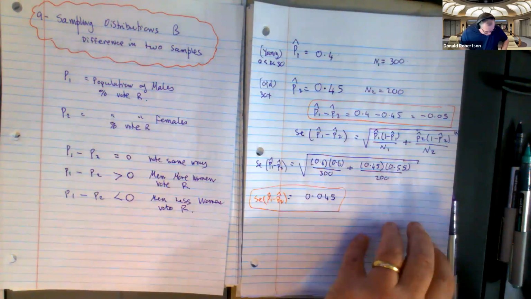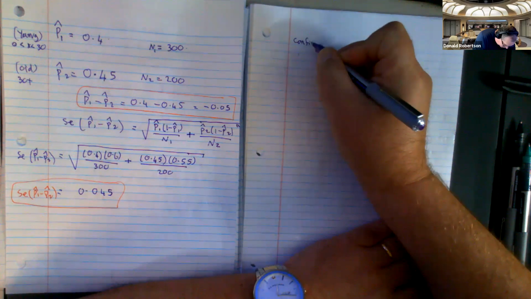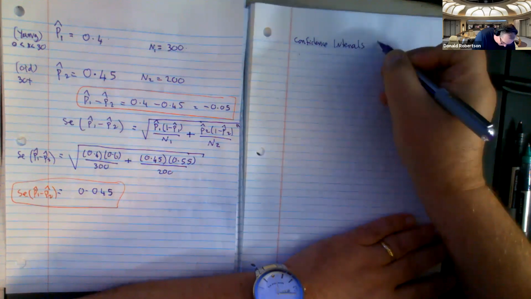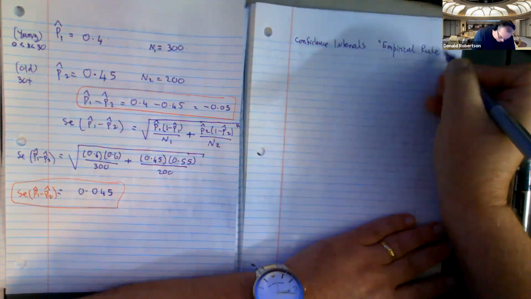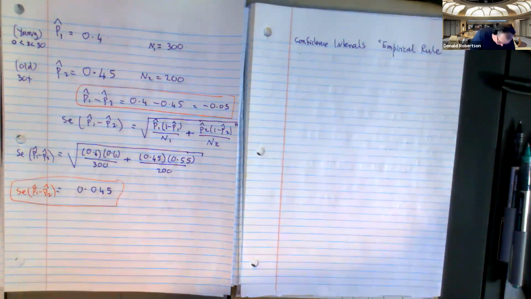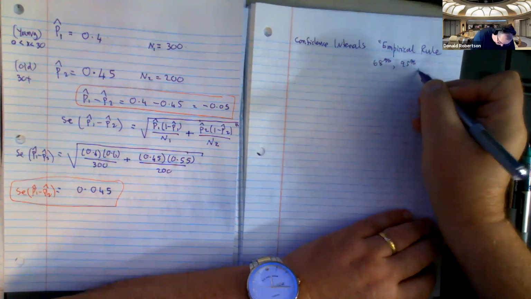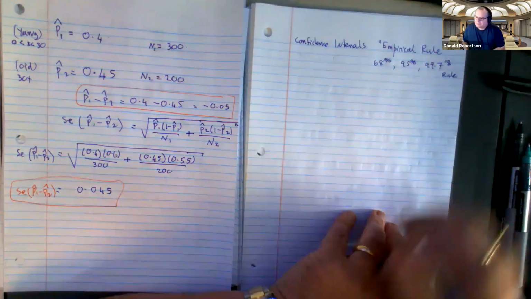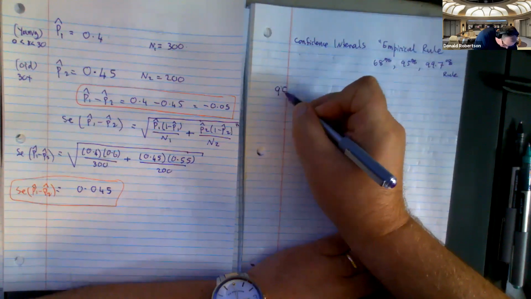But let's take it one more stage, one last step. Let's find confidence intervals. And we're going to use the empirical rule. Can you remember 1, 2, 3 standard deviations? As I call it, the 68, 95, 99.7 rule. 1, 2, or 3 standard deviations. And we're just going to focus on the 95% confidence interval.